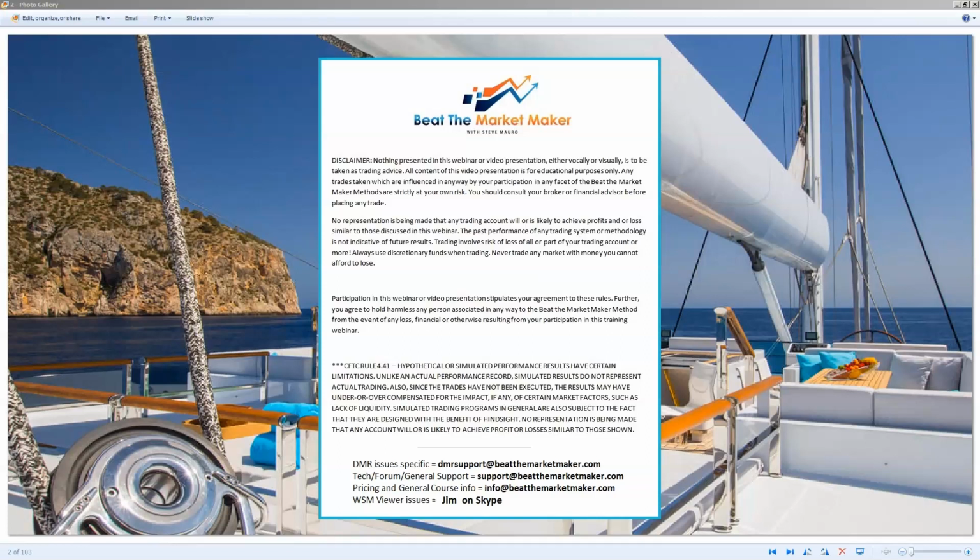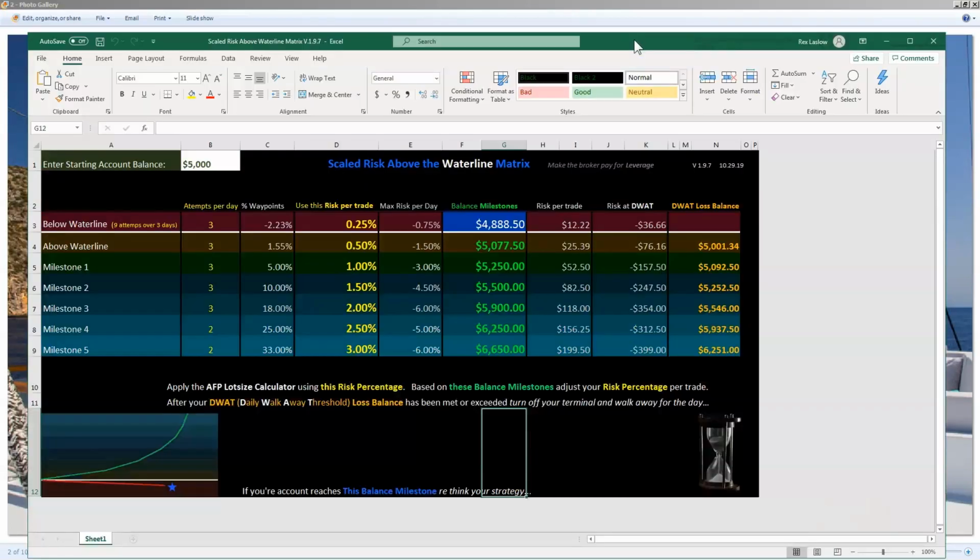And whatever you do, when you start trading a live account, I want to make sure you are using our Excel sheet. Okay? So, scale the risk above the waterline. A quick, brief explanation of this might be necessary.